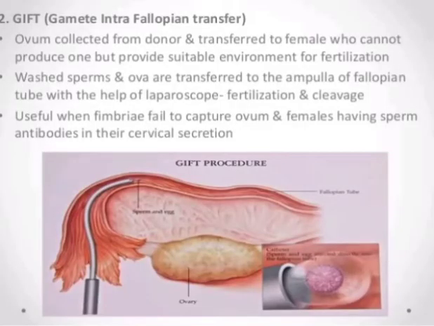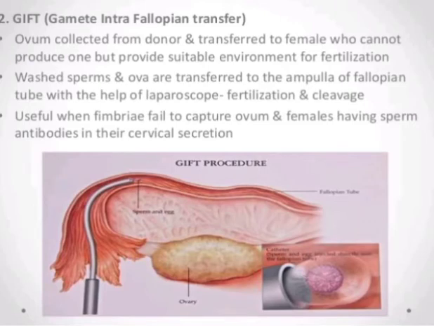Now the second assisted reproductive technology, or ART, is gamete intrafallopian transfer. In gamete intrafallopian transfer, we collect the ovum from a donor and transfer it to a woman who cannot produce one but can provide a suitable environment for fertilization. Sperm and ova are transferred to the ampulla of the fallopian tube with the help of a laparoscope, where fertilization and cleavage take place.